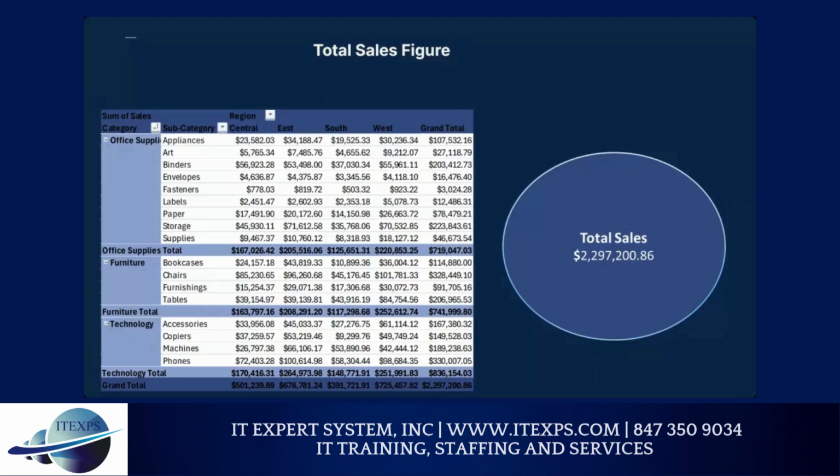Obviously, fasteners is not helping Ontario, because they're only selling chairs. So discontinuing fasteners, even though the sales is very low, I'm not sure. I would need more data.